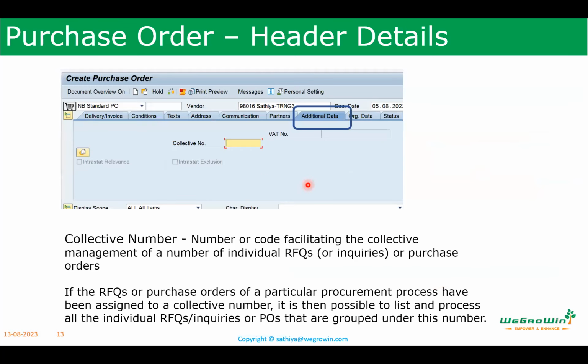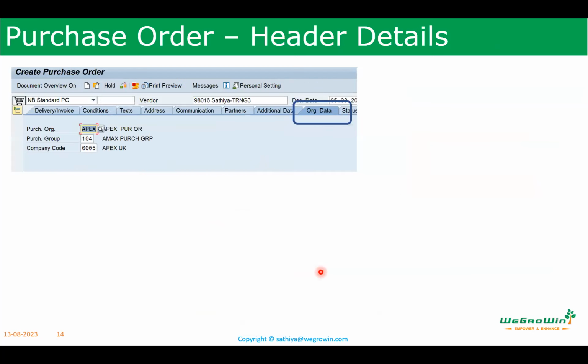And then additional data, other details, which are the collective number. It is a number or code facilitating collective management of individual RFQs or purchase orders. If an RFQ or purchase order or a particular procurement process has been assigned to a collective number, it is then possible to list and process all the individual RFQs and POs that are grouped under this number. It is like a tracking number we saw in the purchase requisition. We can see them under one collective number in the report. That is mainly for reporting purposes.